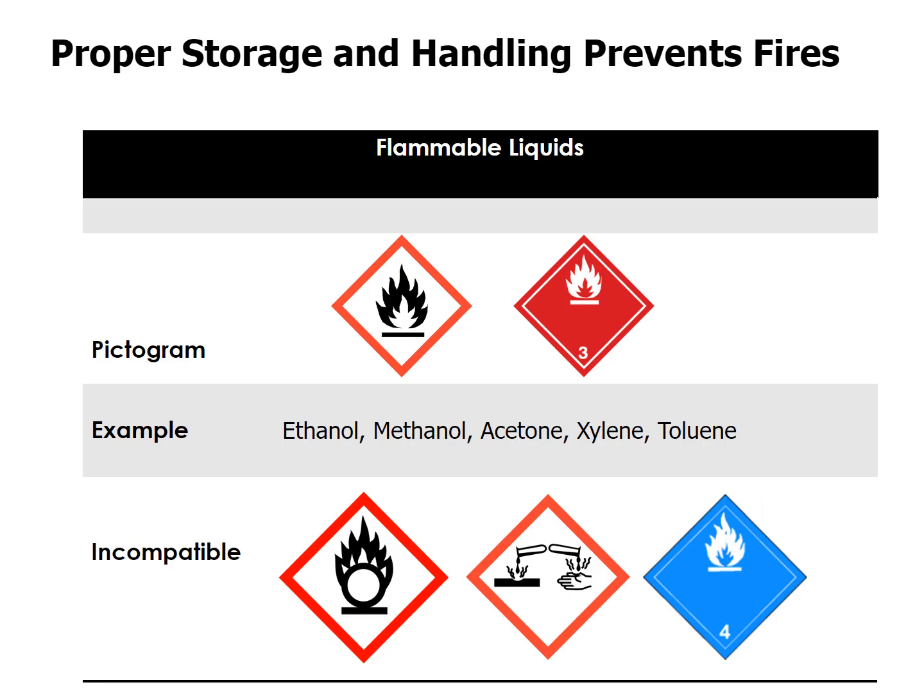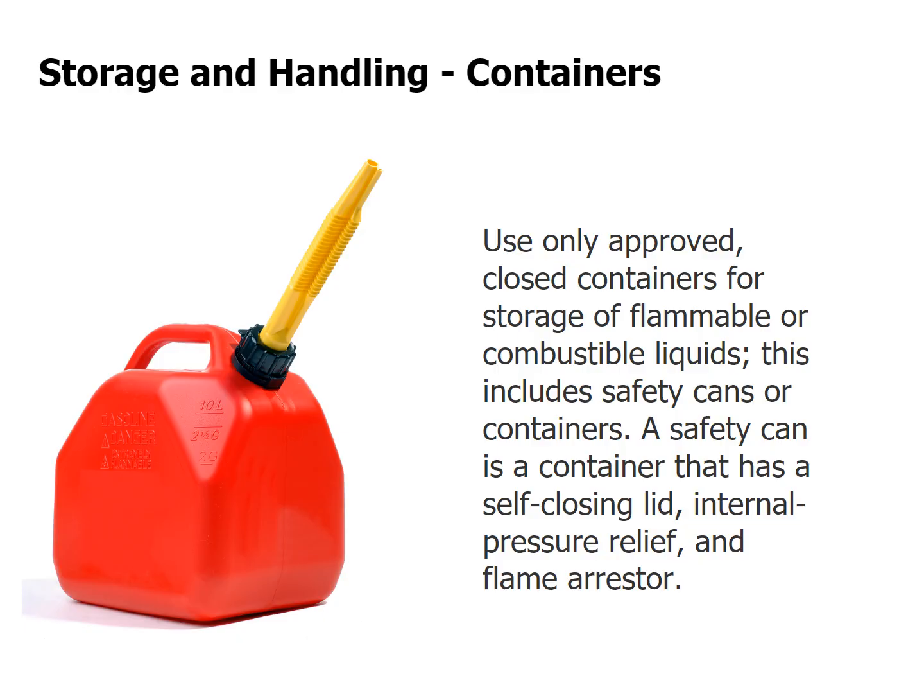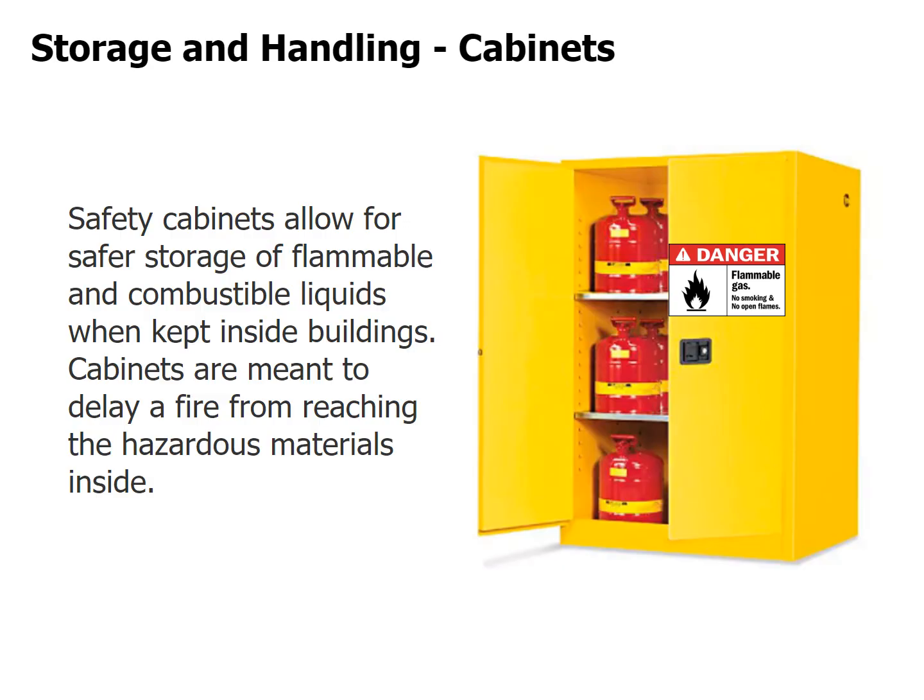Proper storage of flammable and combustible liquids will help prevent fires from occurring. Many undergo dangerous chemical reactions if they contact incompatible chemicals, such as oxidizing materials, or if they are stored improperly. Use only approved, closed containers for storage of flammable or combustible liquids. This includes safety cans or containers. A safety can is a container that has a self-closing lid, internal pressure relief, and flame arrestor. Safety cabinets allow for safer storage of flammable and combustible liquids when kept inside buildings. Cabinets are meant to delay a fire from reaching the hazardous materials inside.